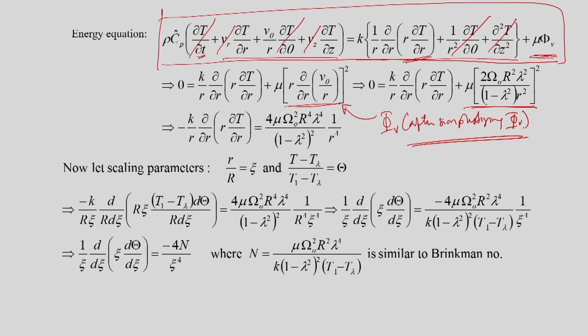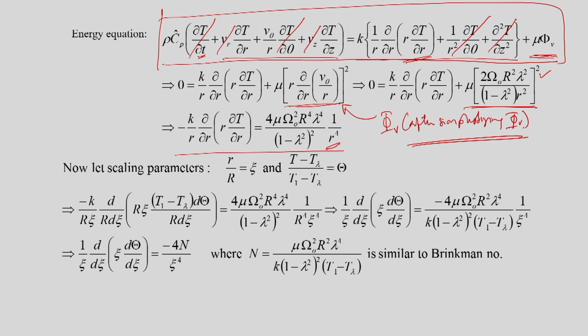This is nothing but r ∂/∂r (v_θ/r), and then the whole square is required. So if you take this k term to the left hand side, you have the same equation like this: minus k by r ∂/∂r (∂T/∂r) is equal to 4 μ ω₀² r⁴ λ⁴ divided by (1 minus λ²) whole square, times 1 by r⁴, small r⁴.